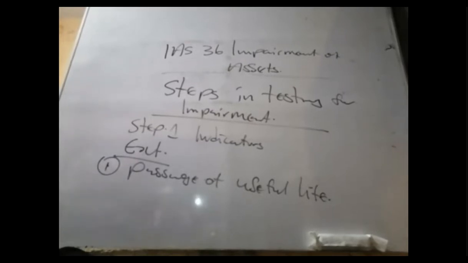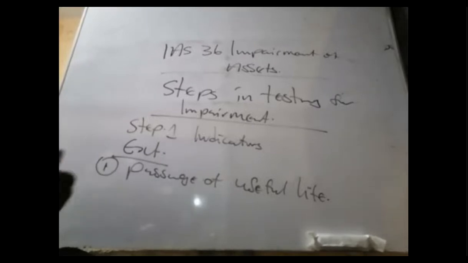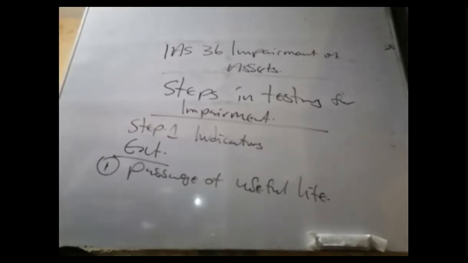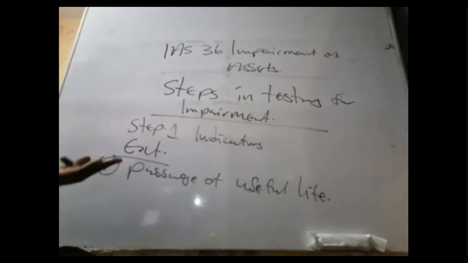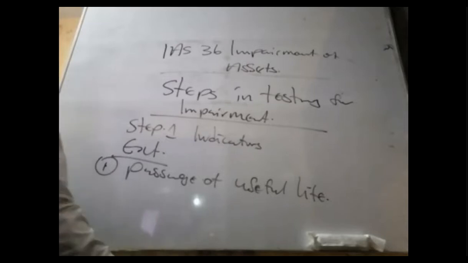Normally, assets at their youthful or early stage produce more, but when they get to the ending stage, the asset is very weak and the production is quite low, below the expected amount. As a result, the benefit is quite low. So that is an indication of impairment.